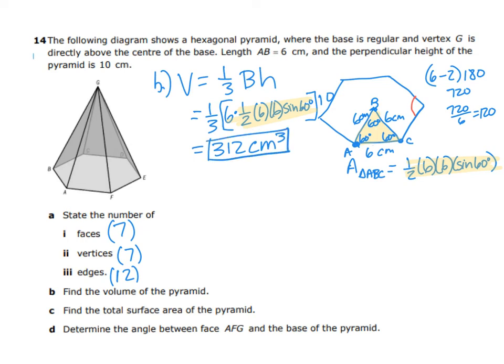Now, let's move on to part C. And part C is going to be a little tricky because we're asked to find the surface area of the pyramid. This pyramid has a hexagonal base, plus it has the 6 triangles, okay? So we already know what the area of the base is. We've already figured that out. So finding the area of the 6 triangles is going to take a little bit of work.